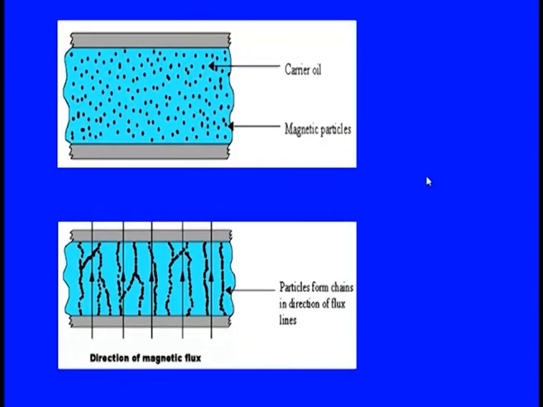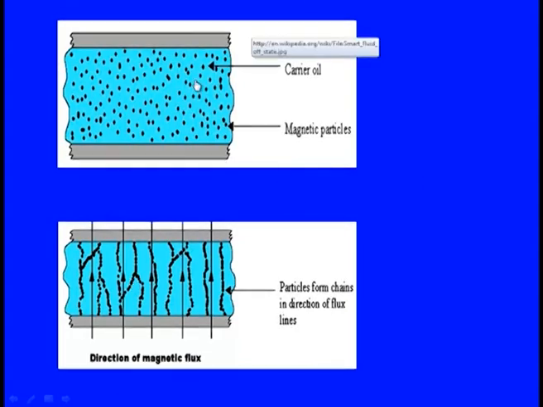Just like you see here, we have the carrier oil which is shown by the green part, and we have the magnetic particles which are randomly oriented. Now we want them to be arranged column-wise, not row-wise. Then the particles form chains in the direction of the flux lines. You see here, the direction of my magnetic flux is perpendicular to these lines, and they are forming the entire column-wise structure.